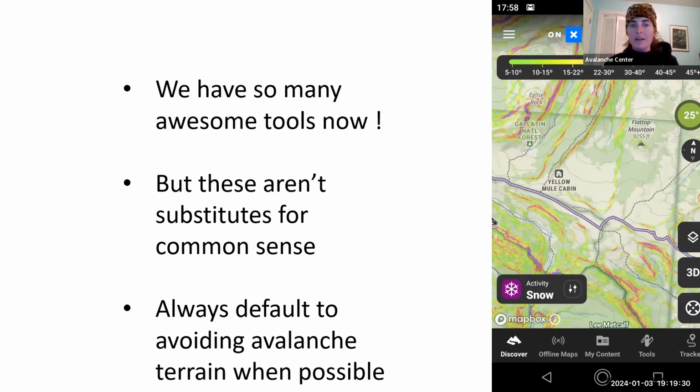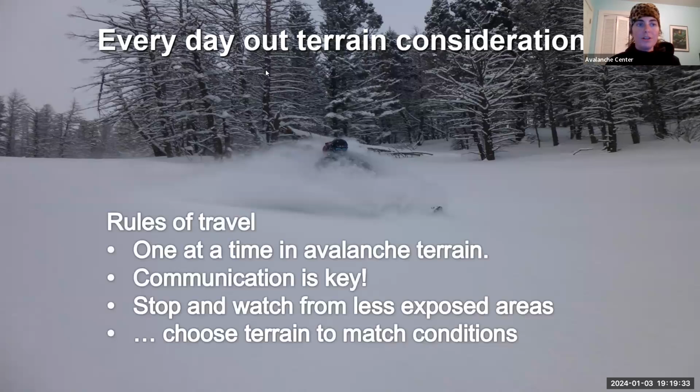And then I think we always really want to follow good travel practices too. These are things that pros do, and you do them consistently. We want to try to limit multiple people being in avalanche terrain at once. We want to try to stop and watch our partners from less exposed areas, like have a spotter. We want to communicate well when we're entering avalanche terrain and have a plan. These are things we do every day out there that help us manage avalanche terrain.